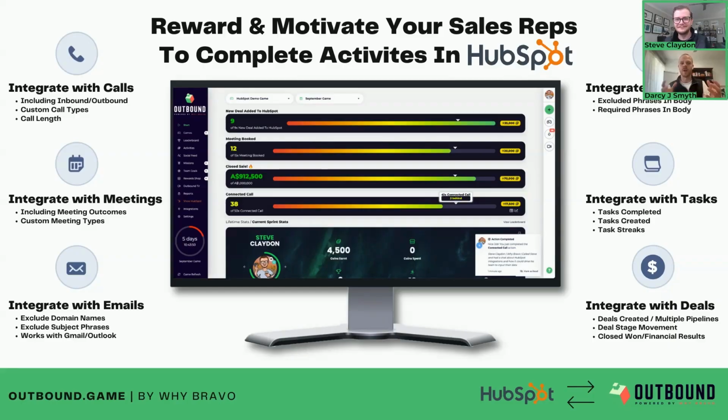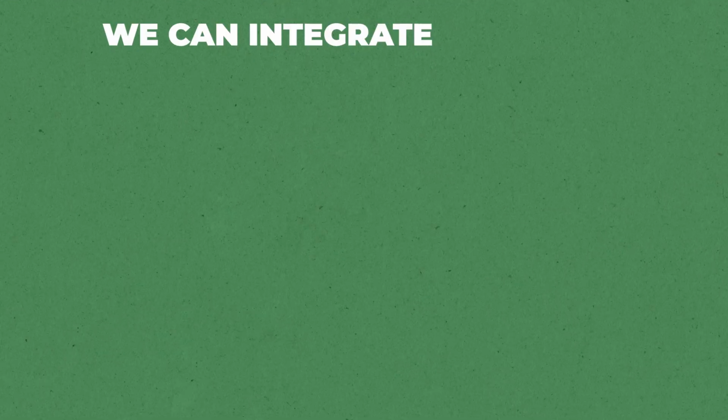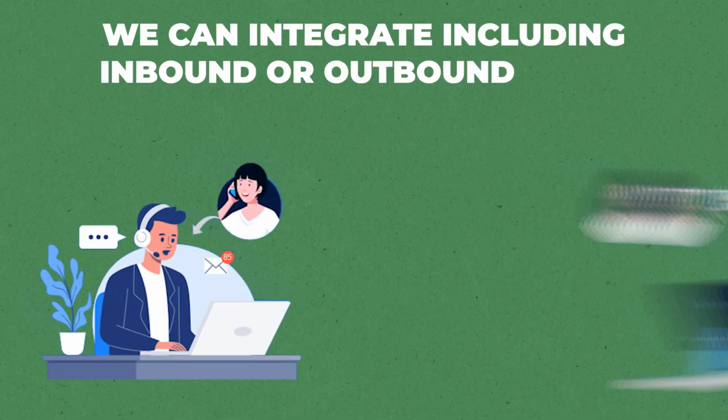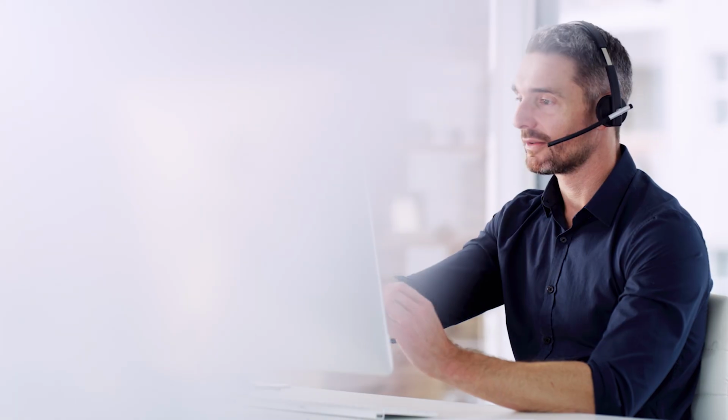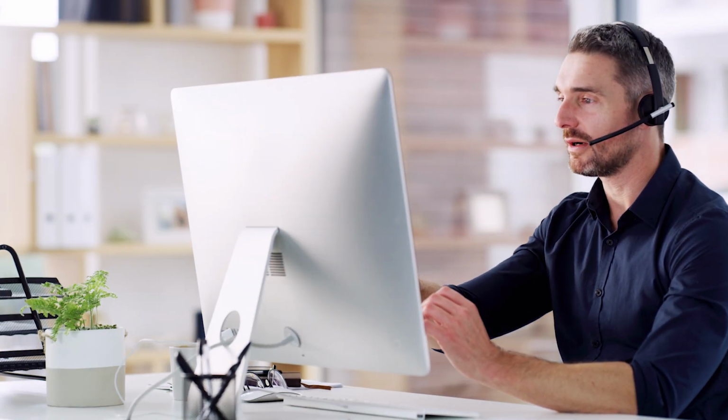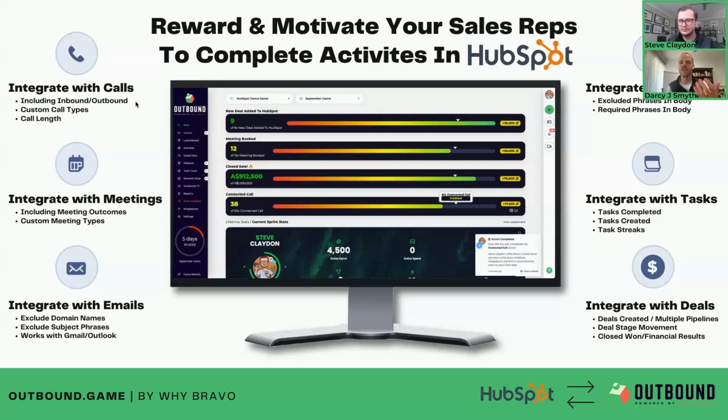This is the biggest one because in the past, before the integration, teams had to do double data entry. You'd log it in your CRM, then you'd log it in Outbound. And when it came to outbound calls, that's pretty much the biggest activity that salespeople do, so the more tightly we could integrate that, the better. As you can see there, we can integrate including inbound or outbound calls. We can reward and incentivize based off those. We can do custom call types. For example, if you want to reward decision maker calls as opposed to just any old outbound call, then you can motivate and reward around that.